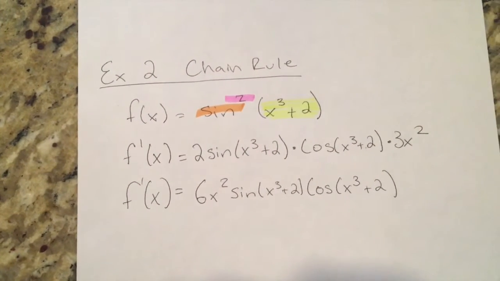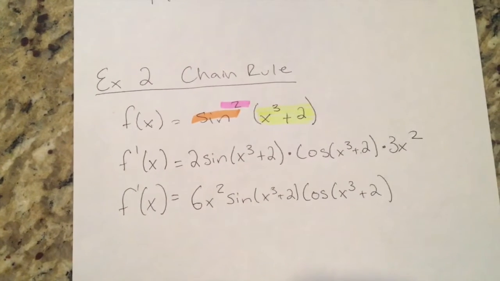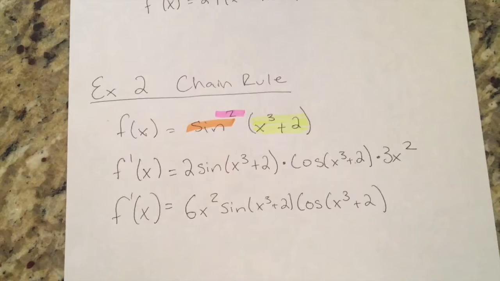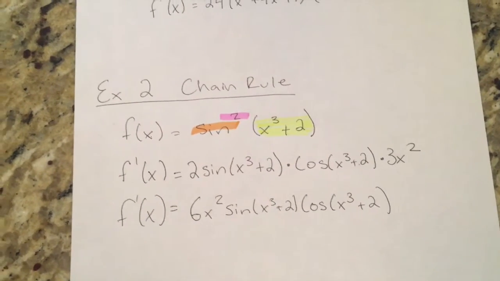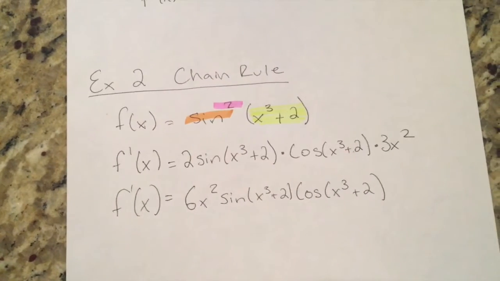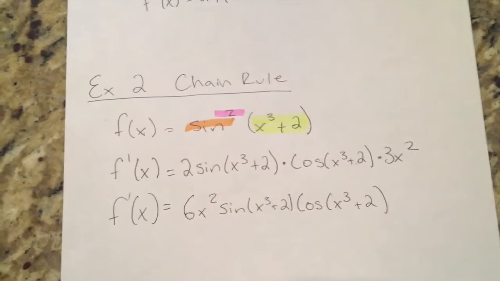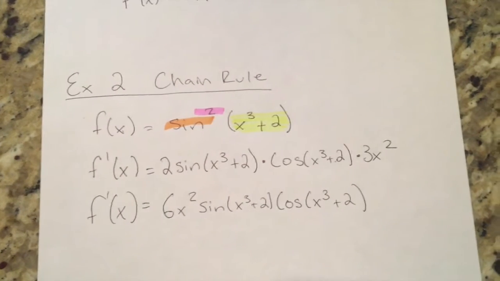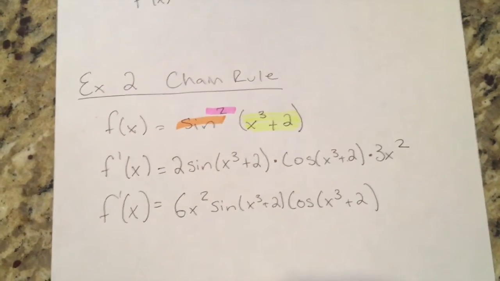Now let's let f of x equal sine squared of x cubed plus 2. This derivative has three different layers: the squared function, highlighted in pink, the sine function in orange, and the polynomial in yellow. So to do the derivative, we need to do the derivative of each of those layers. Remember, you always start with the outside one first.